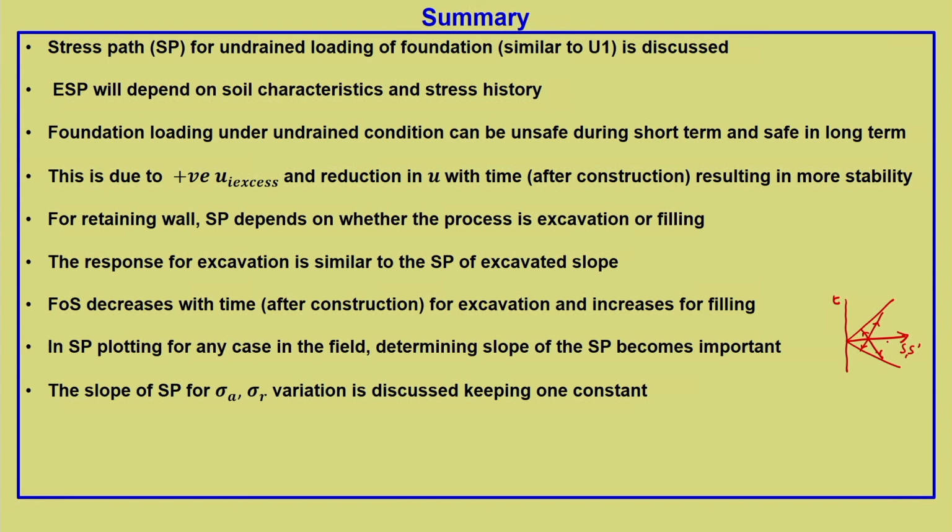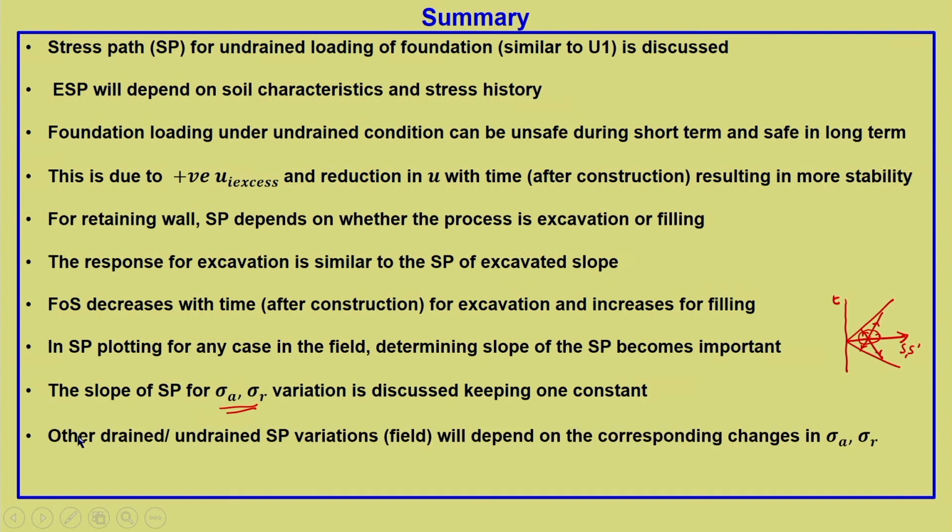Now, in the field, depending upon how sigma A and sigma r vary, the slope of the stress path would change, and that can change in any direction in this 360 degrees. What we have discussed is a critical case where one is constant and the other is changing. We have done this for simplicity, but it can happen that sigma A and sigma r change in a particular manner, and for that we will have a different slope of the stress path. This is relevant for both drained as well as undrained stress paths.